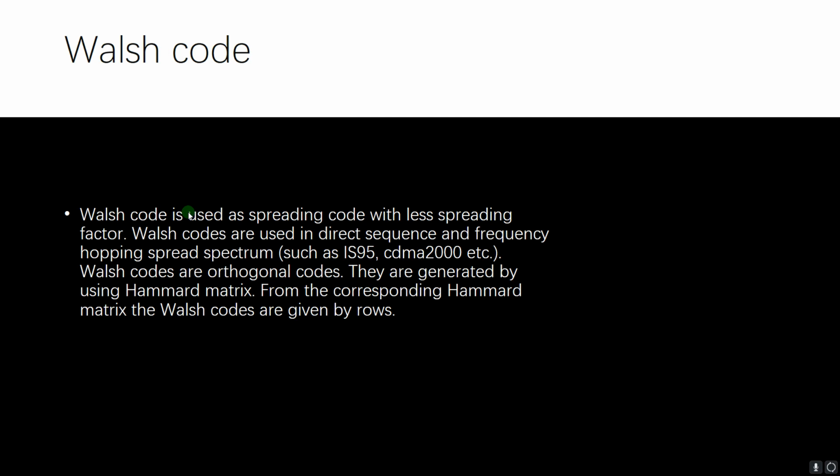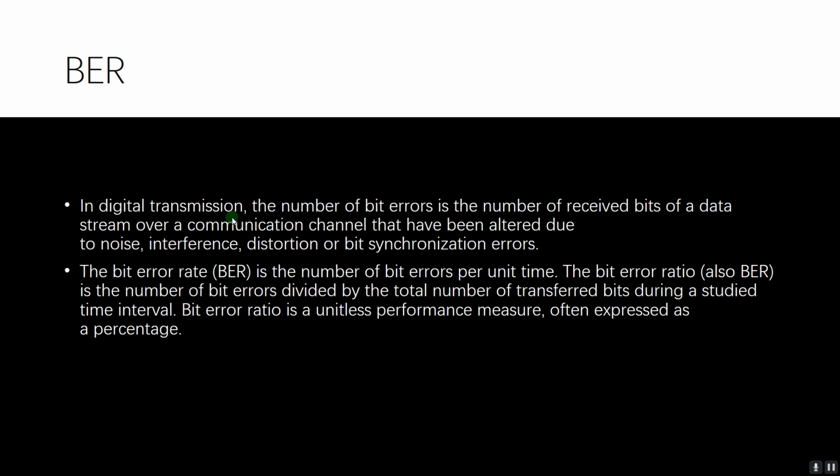Walsh code is a spreading code with a smaller spreading factor. Walsh codes are used in direct sequence and frequency hopping spread spectrum. And to evaluate these three spreading codes, we use the BER, bit error rate, to evaluate the performance of these spreading codes.